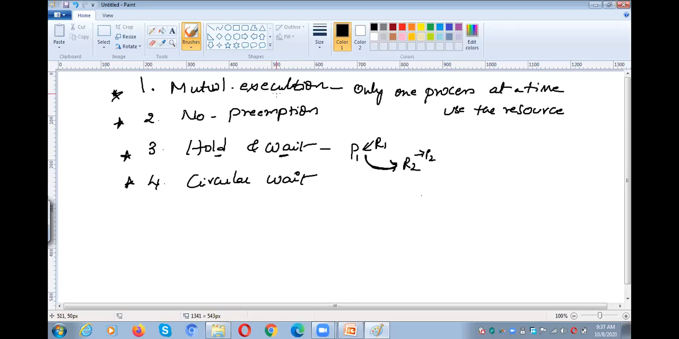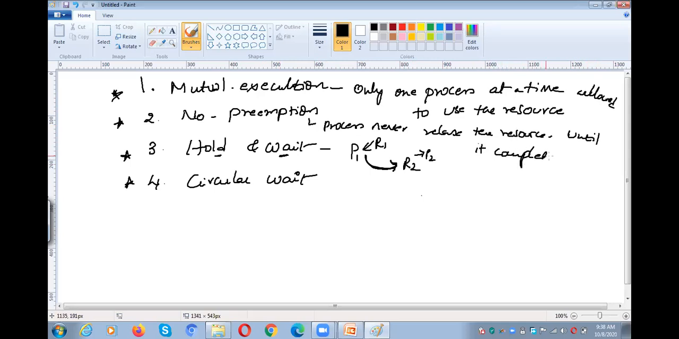So what is the first reason for the deadlock? Only one process at a time is allowed to use the resource. And next, what is no preemption? The process never releases the resource until it completes the task. Okay, and then hold and wait means the process is allocated one resource and it is waiting for another resource.